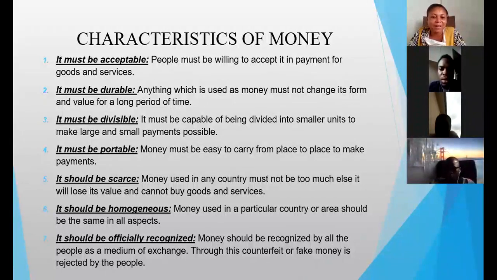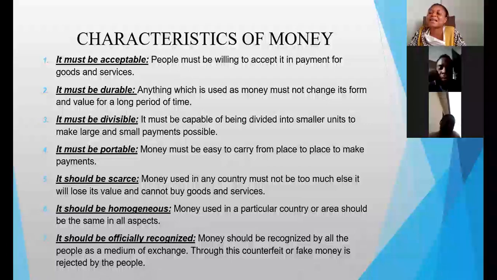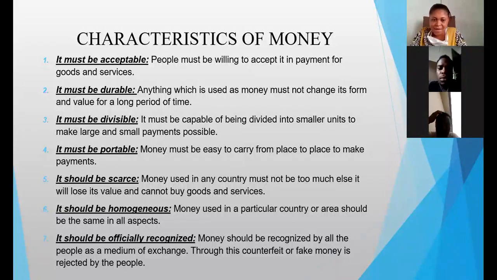Okay. Another characteristic is that it must be portable. When we talk about portability of money, it means that money must be easy to carry from place to place to make payments. So everywhere you are going, the money shouldn't be so bulky. It should be something that you can easily carry along. That is the portability of money. That is the reason why these days we even have the larger denomination, so that if you need to carry 10,000 Ghana cedis somewhere and you are giving the 200 cedis notes, it becomes less bulky. I hope that is clear.